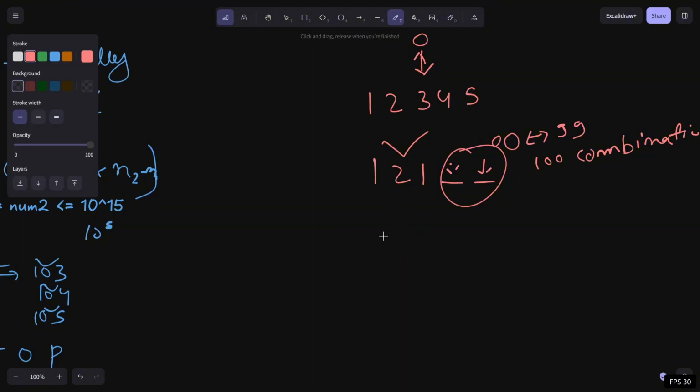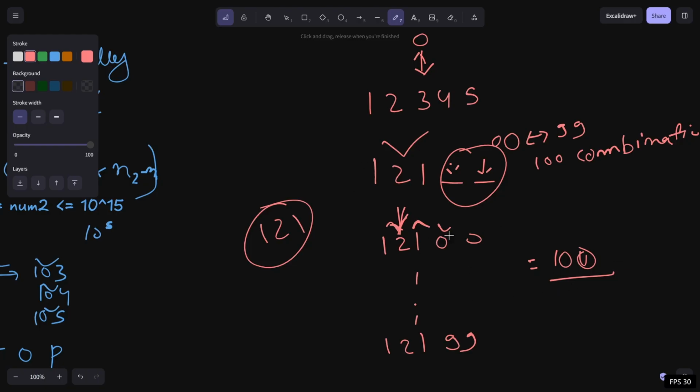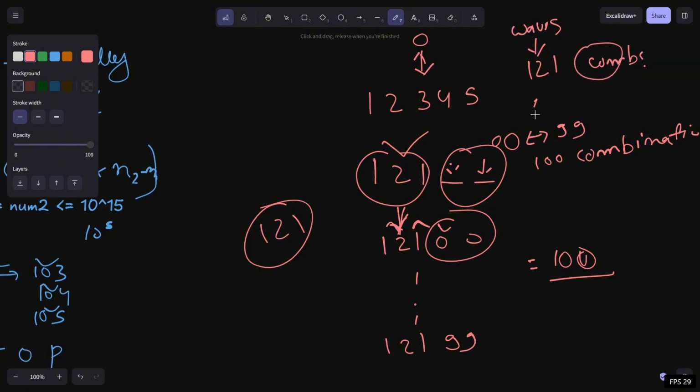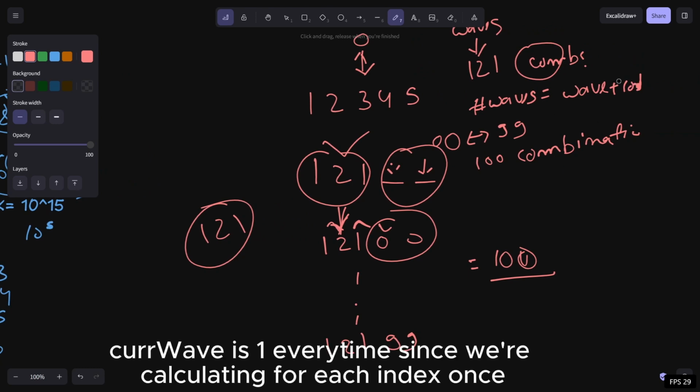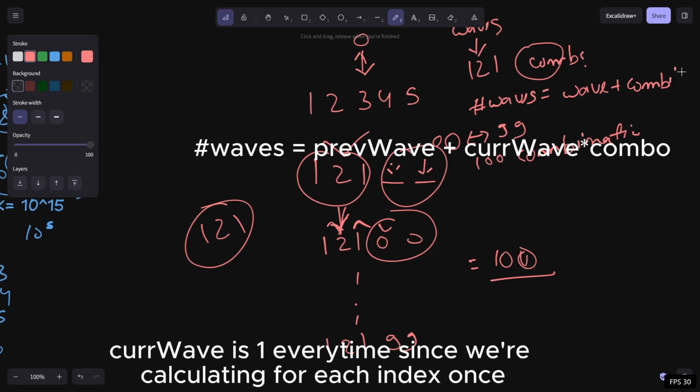We can get another value here too, but for this prefix, 121, we are going to get 100 values for this combination. First of all, we calculate the number of waves at the current index. For 121 we calculate the number of waves and the number of combinations from that wave. So at last, the total number of waves equals the wave plus the combinations that the wave can make.